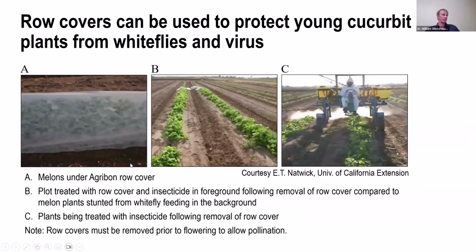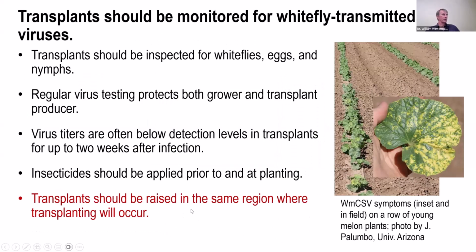Agribon row covers can be, again, beneficial for watermelon chlorotic stunt as well, because you're able to keep the plants virus free for longer periods of time. Then you peel back the row covers and treat with insecticide. You can see here in the outer areas, the plants were pretty severely hit in this research trial, whereas the row cover plants were quite well protected.